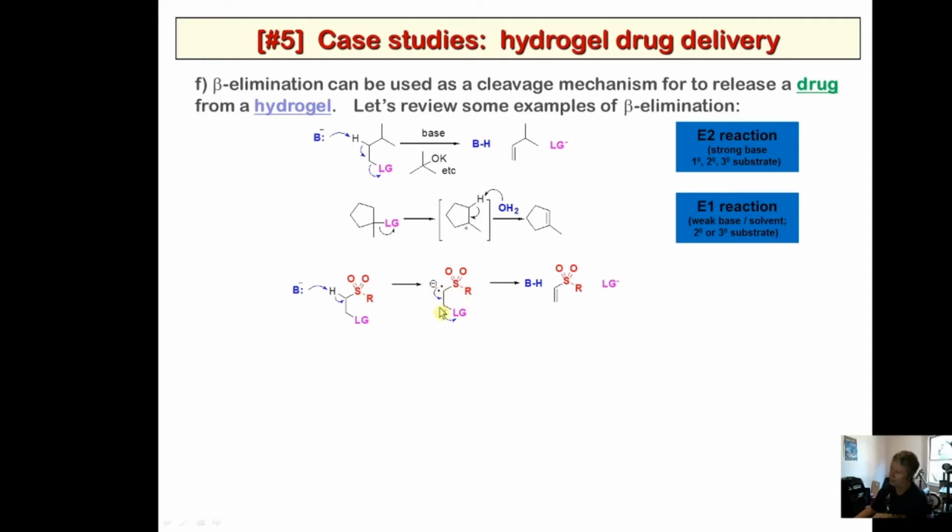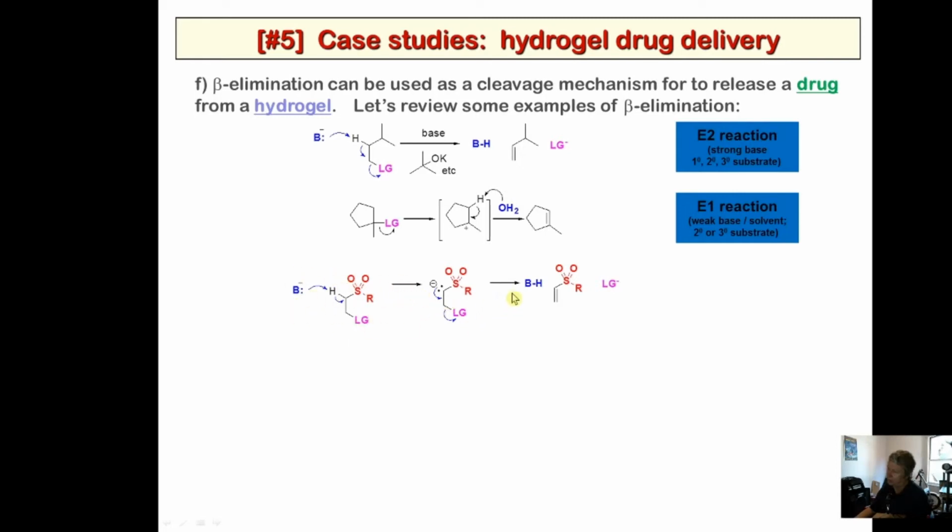Well, then this can hang around for a while, and then the negative charge can kick off the leaving group. Okay, and so this is another cleavage mechanism. It's not E2, it's not E1, but is it bimolecular or unimolecular? Like E2's bimolecular, E1's unimolecular. Well, it depends on which reaction is the fast reaction, and it turns out that the fast reaction is removal of the proton.